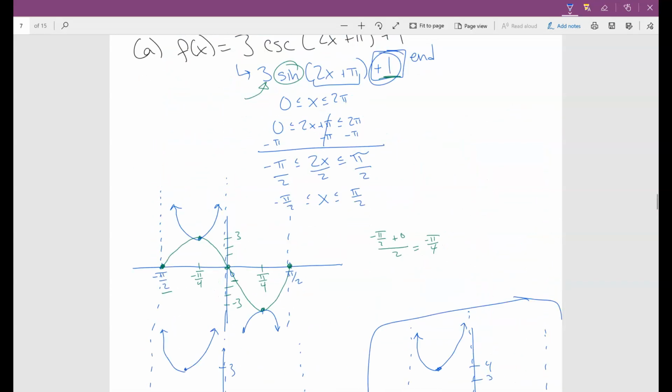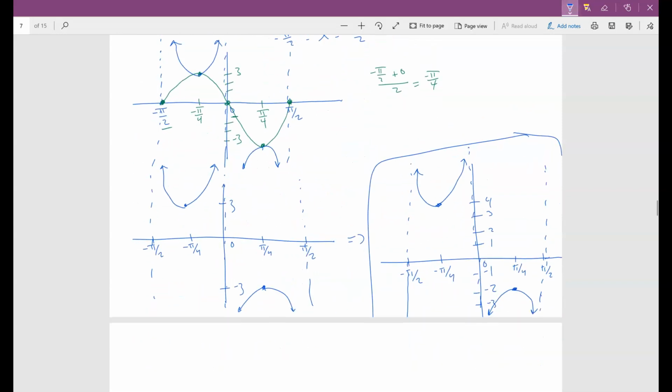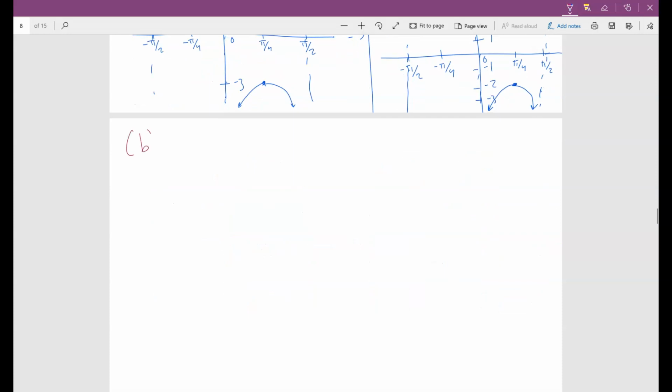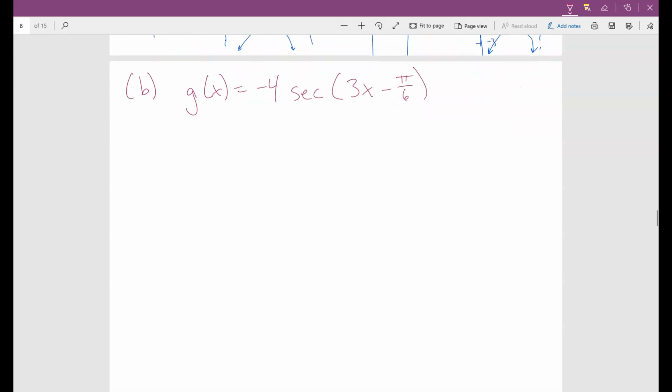Okay. Alrighty. So now let's do one last problem. We'll do the secant one. So let's say we had, not y, we're dealing with functions. g of x is equal to negative 4 secant of 3x minus pi over 6. Okay, let's just say that we have that. So again, because we don't want the secant curve, we're going to graph the cosine curve, 3x minus pi over 6.